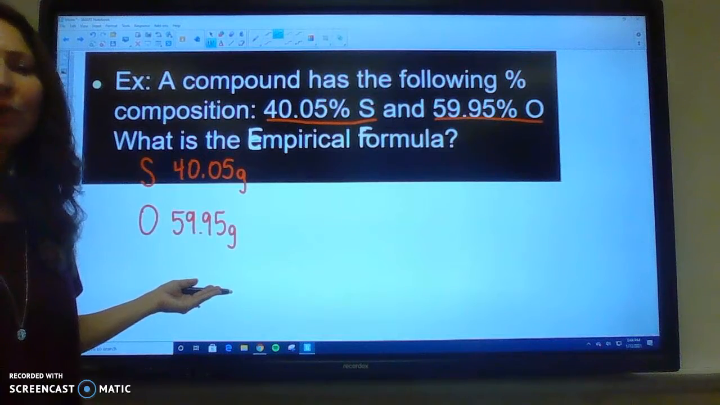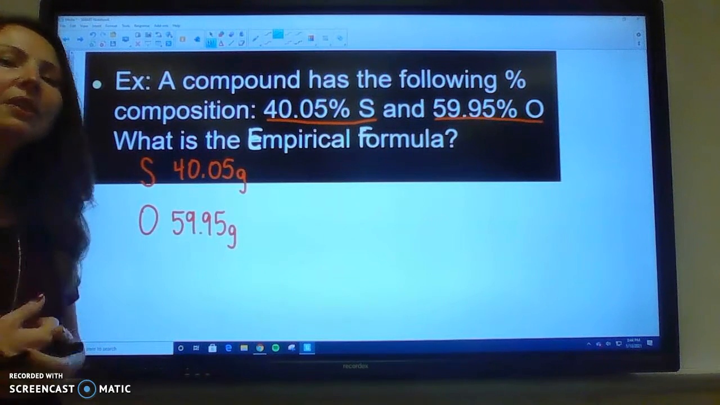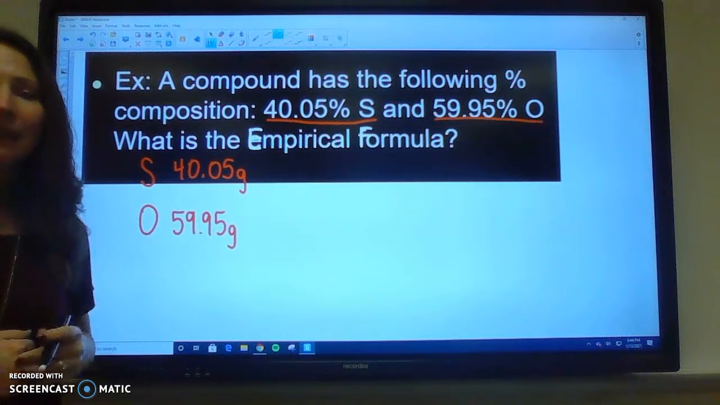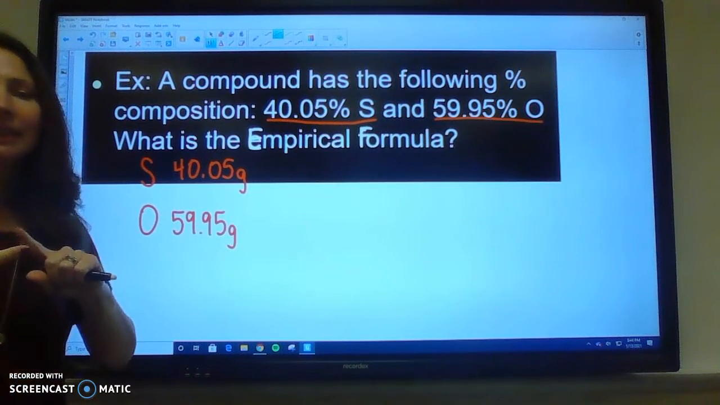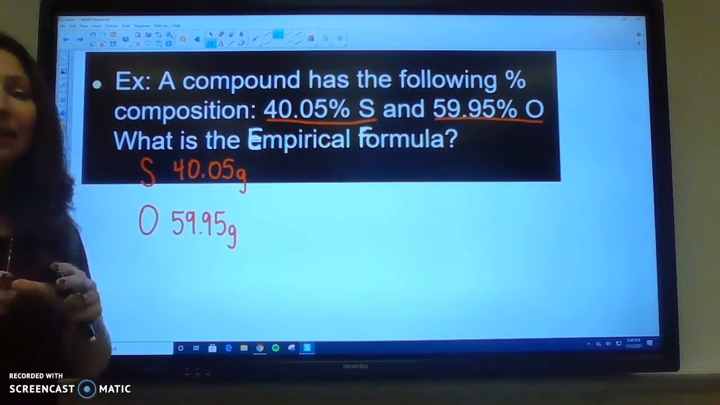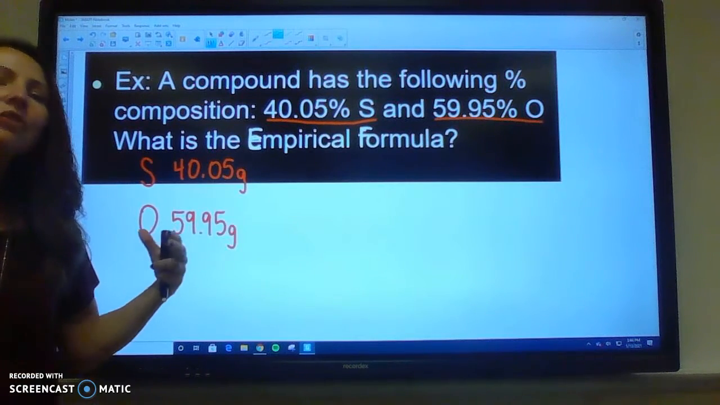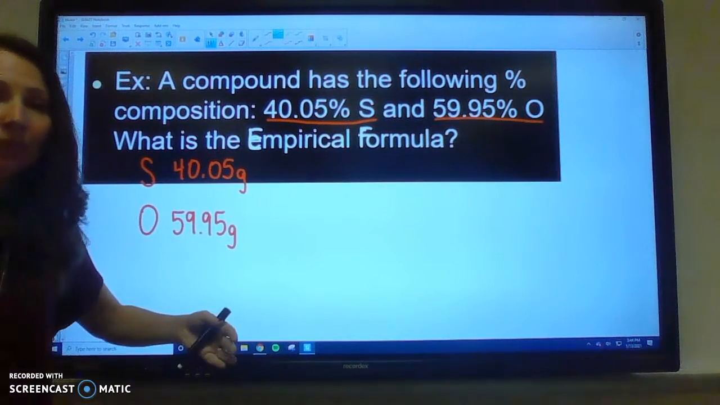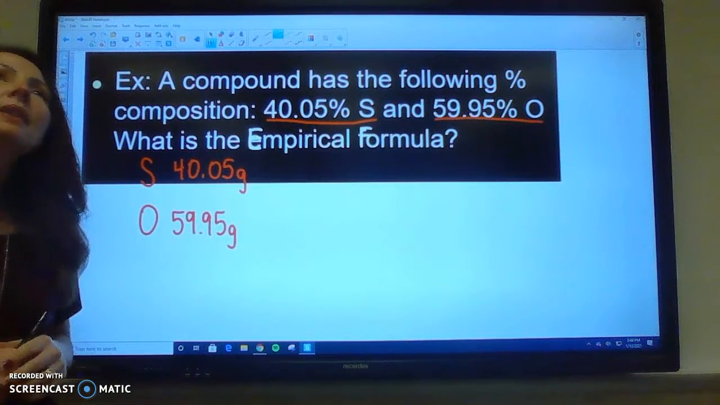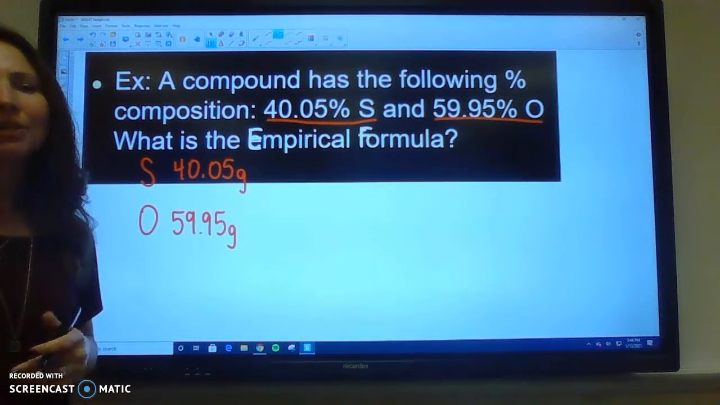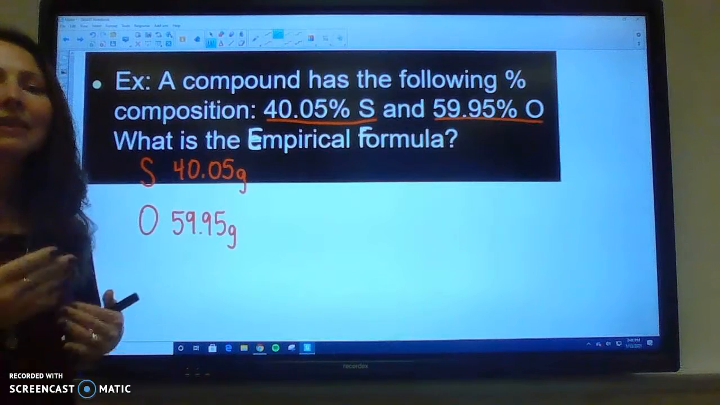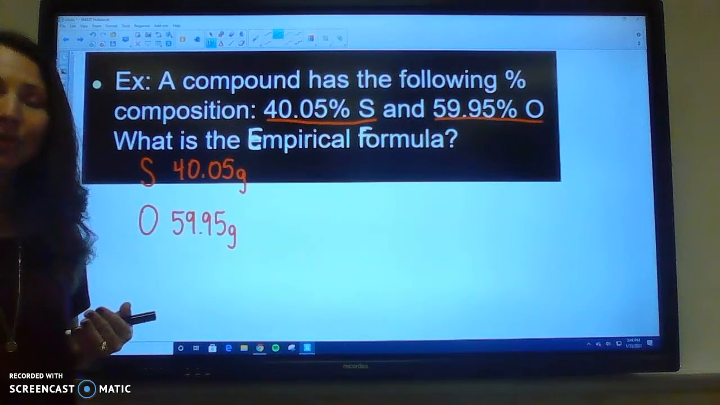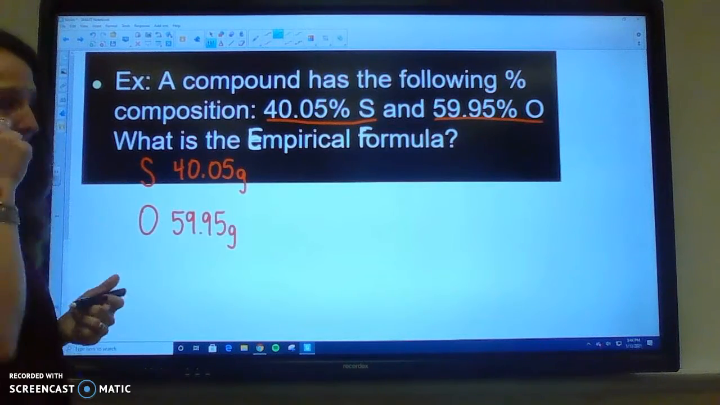And then why can we use grams? Why does it magically go from percent to grams? Well, I want you to think about water. Water is the chemical formula H2O. And based on that, the same percent of hydrogen is in a cup of water as you have in a swimming pool of water, okay? So you have 2 hydrogens for every 1 oxygen. That's always going to be a certain percentage. So it doesn't matter how much of the sample you have, the percent will always be the same.